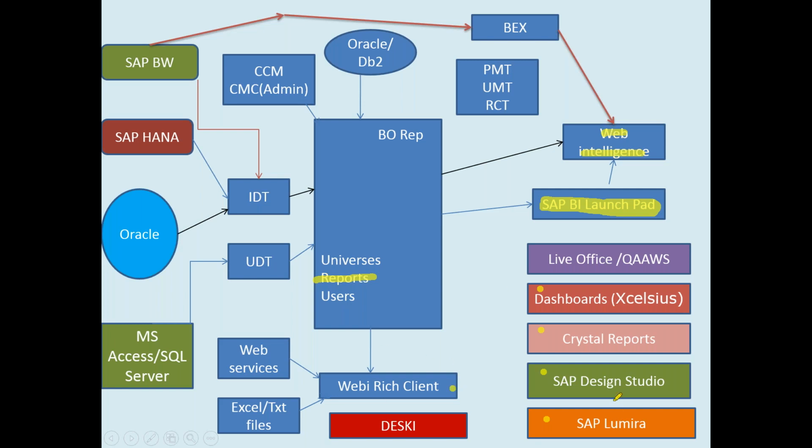Once the developer has implemented these reports or dashboards using these tools, we publish them to the BO server. Once the report is available on the BO server, the user accesses all types of reports through the BI Launchpad. I will show you tomorrow in the first session how the user accesses the reports through the BI Launchpad. As a BO developer, we also log in to the BI Launchpad to develop Web Intelligence reports.